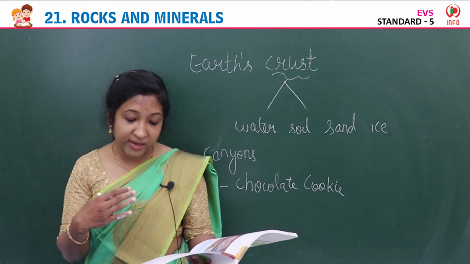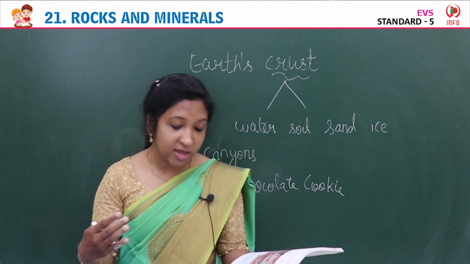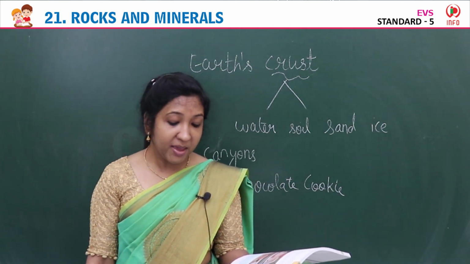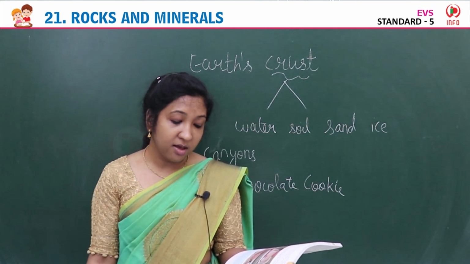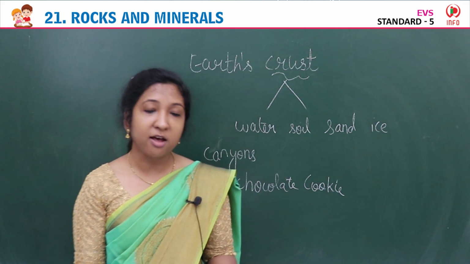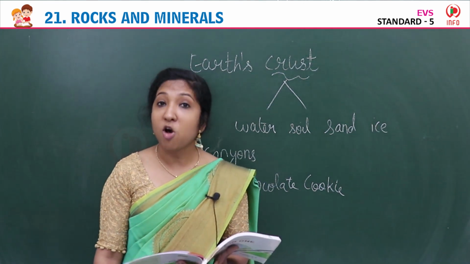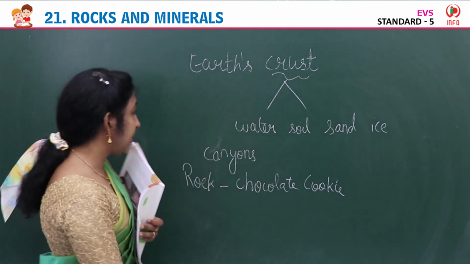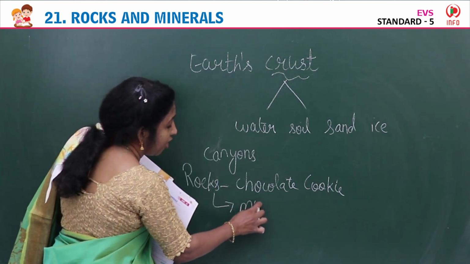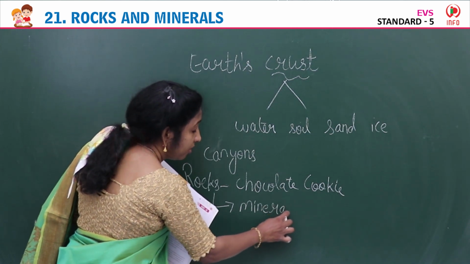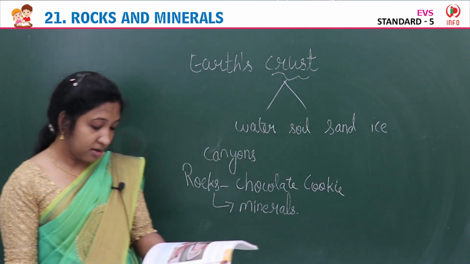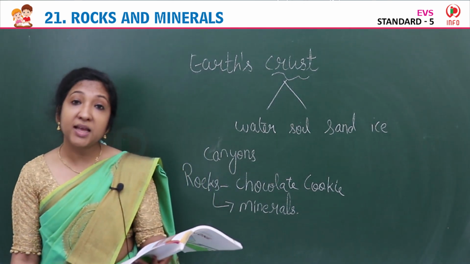Means the cookie is like a rock and the flour, butter, sugar and chocolate are like minerals. You need minerals to make rocks, but you don't need rocks to make minerals. All rocks are made of minerals. Rocks contain two or more minerals. Okay? So next is about minerals.